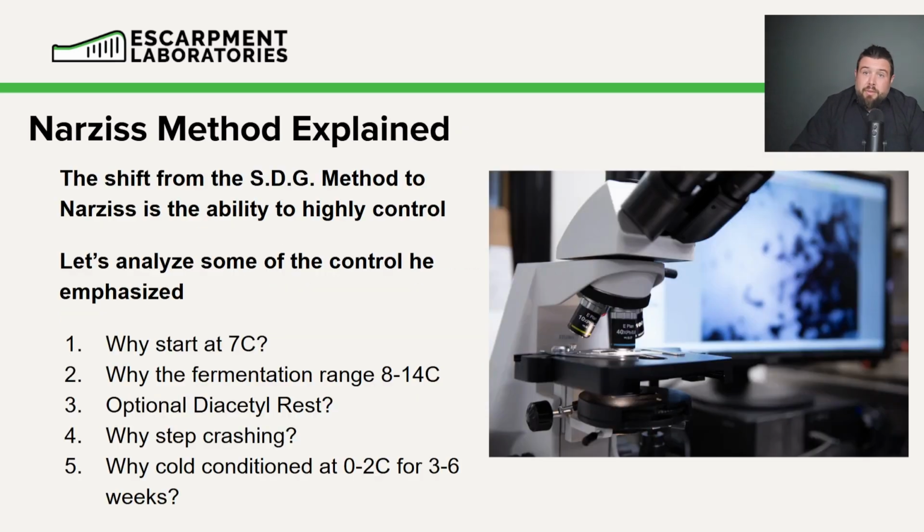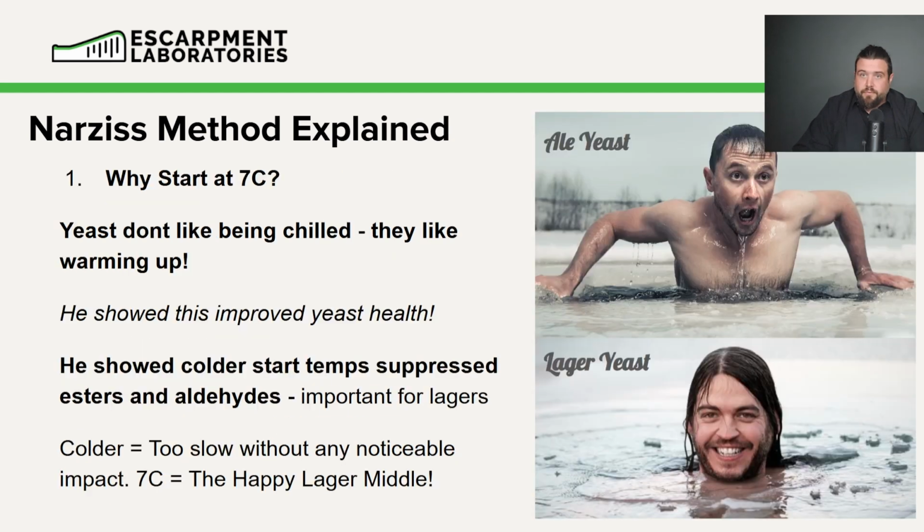So let's break down this method. Let's go nitty gritty, break each part apart. Let's talk about why we start at 7, why the fermentation ramp, why the optional diacetyl rest, why we step crash, and why we cold condition at 0 to 2 degrees for 3 to 6 weeks.